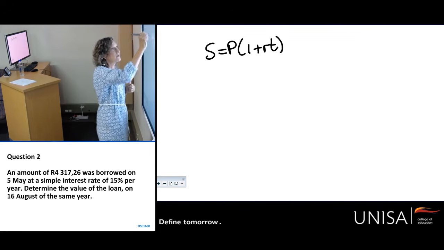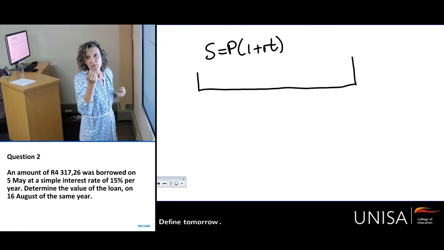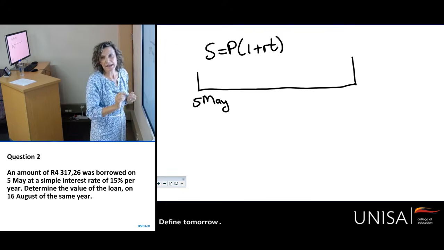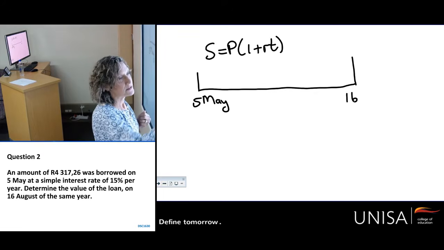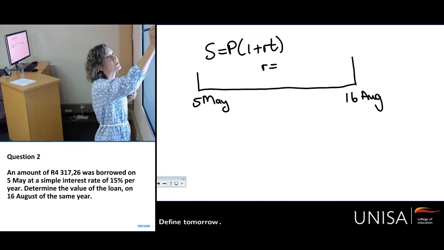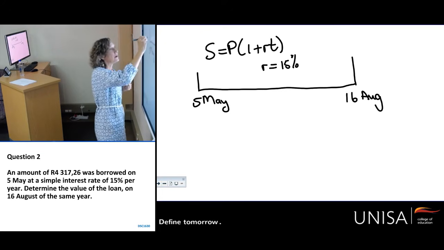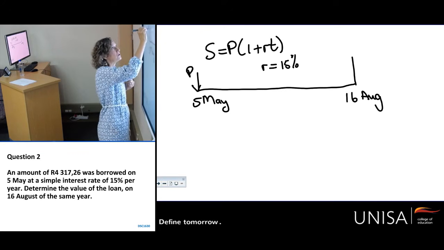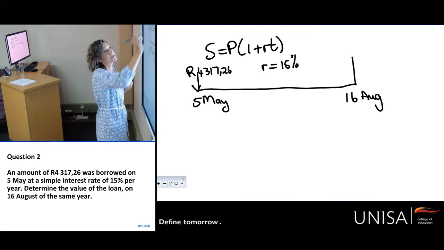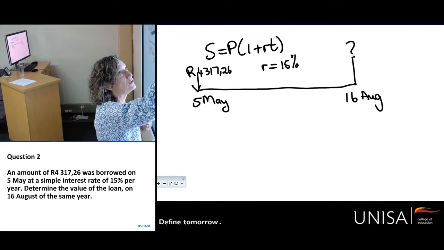I draw my timeline. Right. An amount was borrowed on the 5th of May, right? And where do I end? The 16th of August. What do I know about my interest rate? It is 15% per year, right? And I've borrowed 4,317.26 here, and I want to know what is the value of the loan over here.